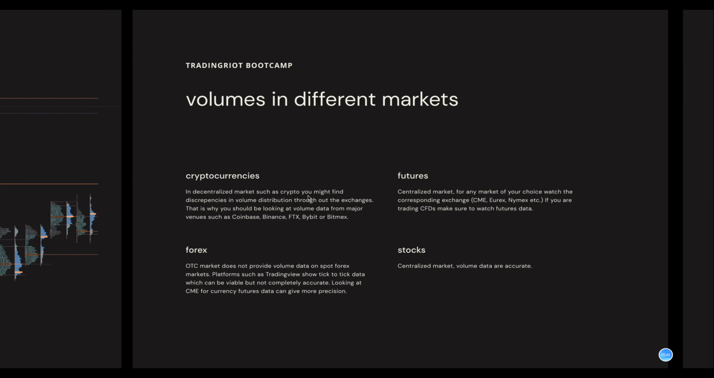When it comes to actual volumes, the most volume is traded on Coinbase and Binance, but with any of these you will find that they are very similar. Once again, the profiles are not standalone systems, they are tools of confluence, so you are good to go with any of these. In futures, the centralized market, for any market of your choice, watch the corresponding exchange: CME, Eurex, NYMEX, etc. If you are trading CFDs, make sure to watch futures data.